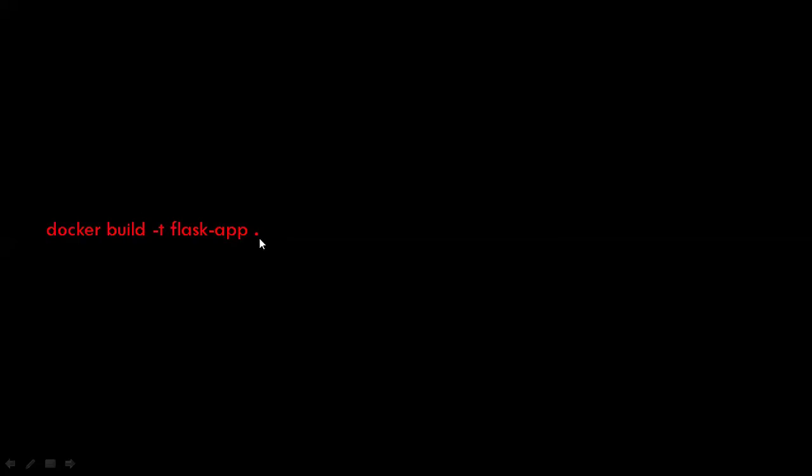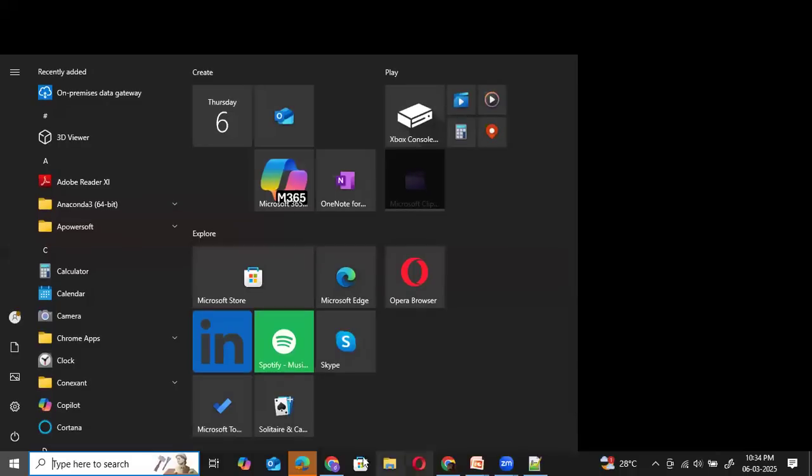Then the dot. The dot means the current folder. Make sure that before you execute this command, your Dockerfile, requirements.txt, and all the other files related to building your model are available in the current folder. When you execute this, it will start building your image.